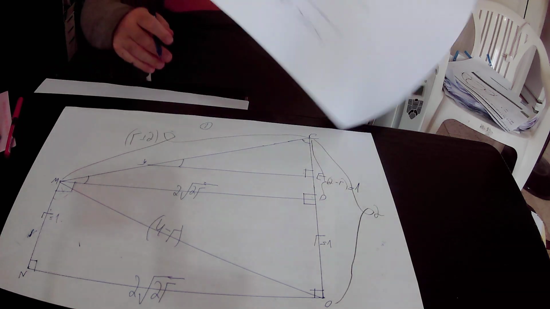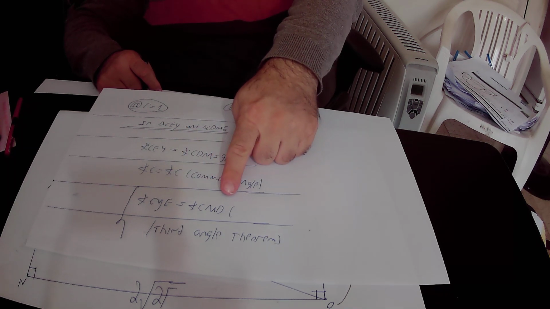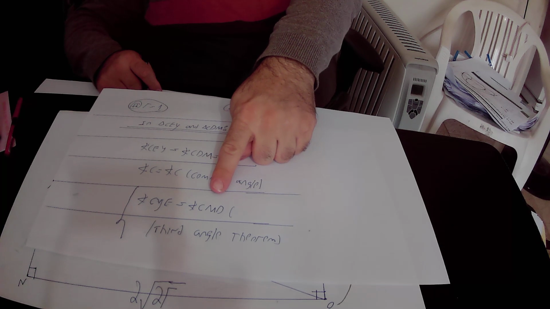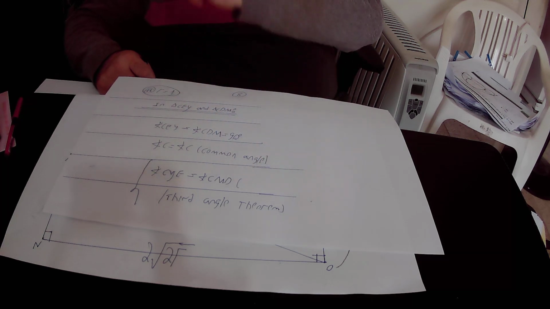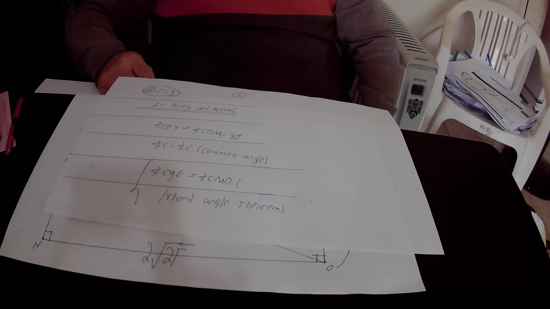I'll repeat again. Angle CEY into angle CYE equals angle CDM, or equals angle CMD into angle CDM, according to the third angle theorem. So, what is the third angle theorem? The third angle theorem states that if you have one triangle that has two angles that are congruent to two angles of another triangle, then the third pair of angles must also be congruent.